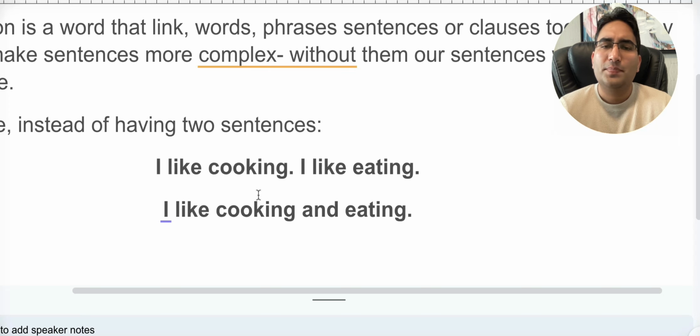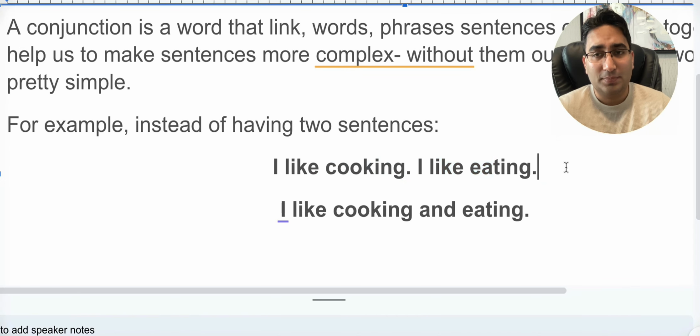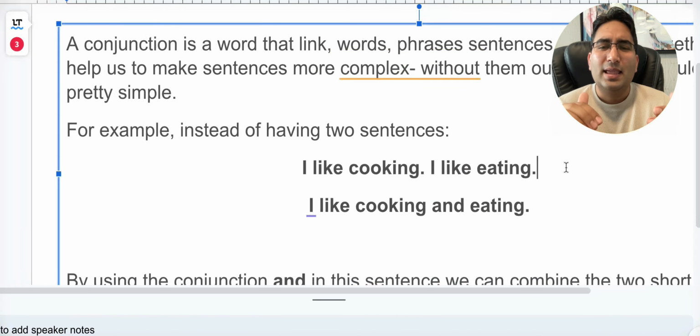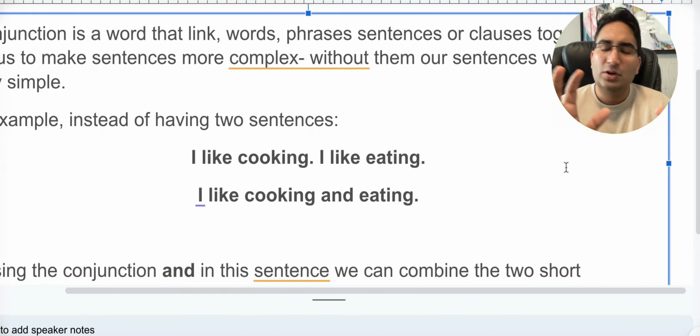So let's look at this very basic sentence. I like cooking. And then the next basic sentence, I like eating. Both of them are very simple, right? But they don't seem right. The way they're written, it looks odd. It looks awkward, and nobody should be talking like this.